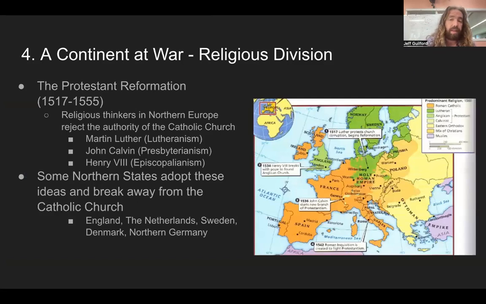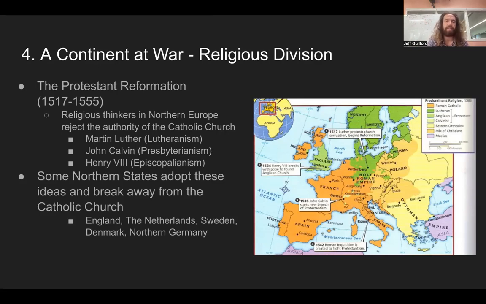And now, the last big cause for warfare in Europe during this time period is the Protestant Reformation and the Wars of Religion. The Protestant Reformation is a big cultural shift in Europe in which religious thinkers throughout Northern Europe reject the authority of the Catholic Church. So before 1517, basically every European, except for small groups of Jews, Muslims, or heretics, accepted the authority of the Catholic Church and the Pope based in Rome.